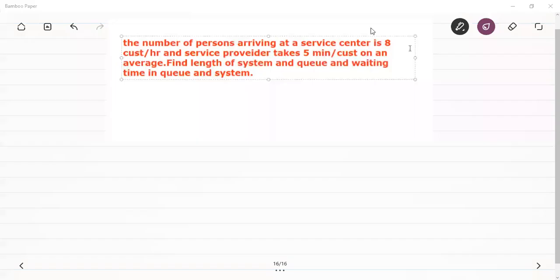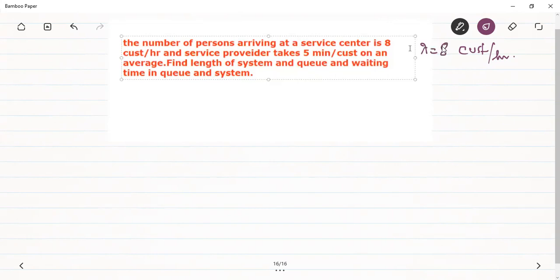Okay, so if we look at this question, the number of persons arriving at a service center is 8 customers per hour. Since it is talking about arriving, therefore 8 customers per hour. See, the unit is customer per hour. Customer per hour will be either the arrival rate or the service rate. It cannot be the inter-arrival or inter-service rate because their unit is hours per customer and minutes per customer. From the question it is clear that this is lambda, that is lambda is equal to 8 customers per hour because it is talking about the arrival.